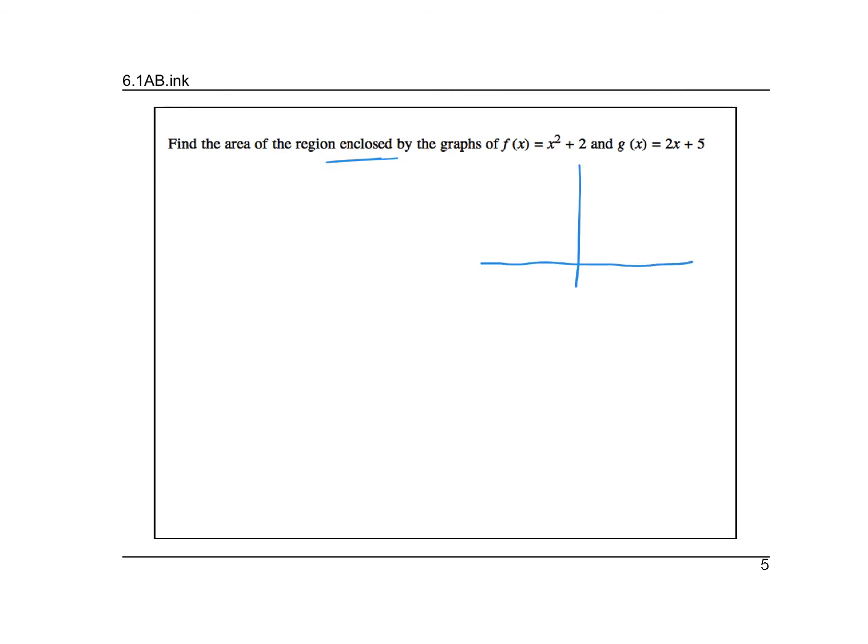So my x squared plus 2, I'll sketch in red, is just a parabola. Vertex shifted up to 2. G of x, 2x plus 5, just a line. Y-intercept of 5. So it's going to intersect this parabola like that. Right now I don't know exactly where, but I will need to, but right now I'm just focusing on what does my region look like.